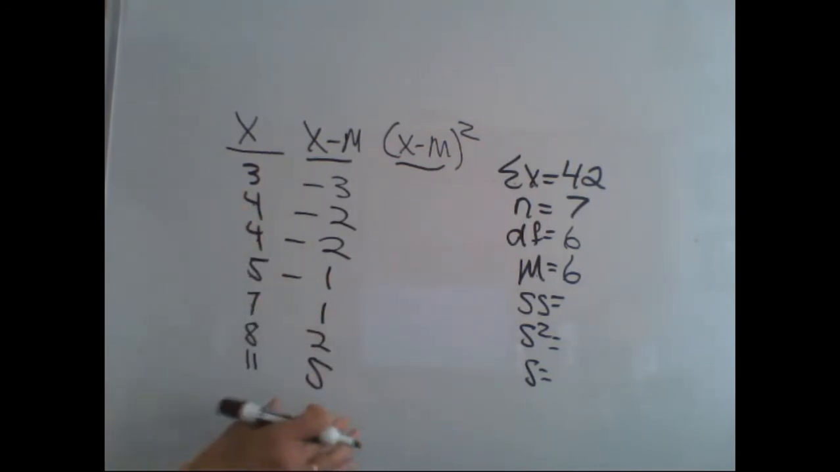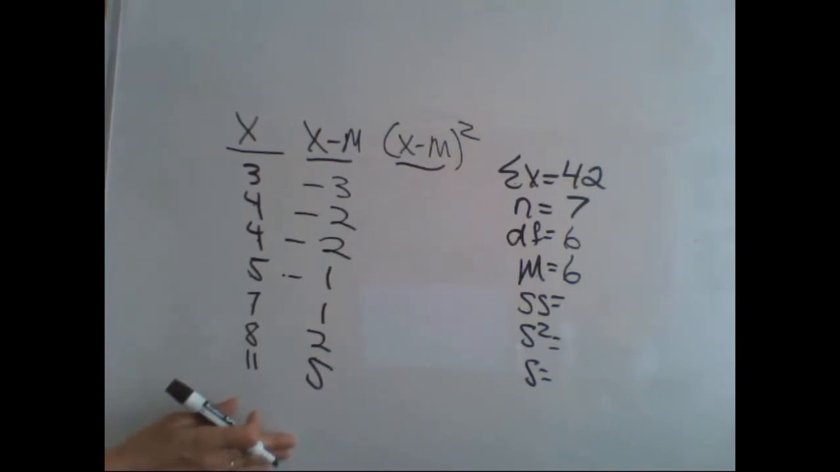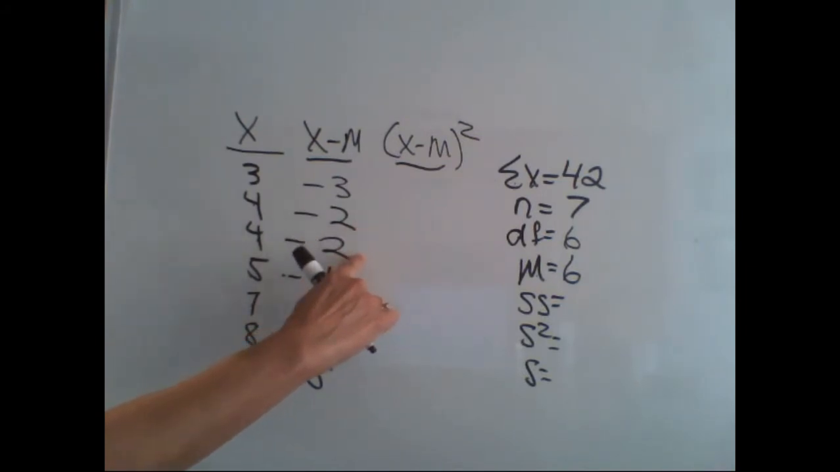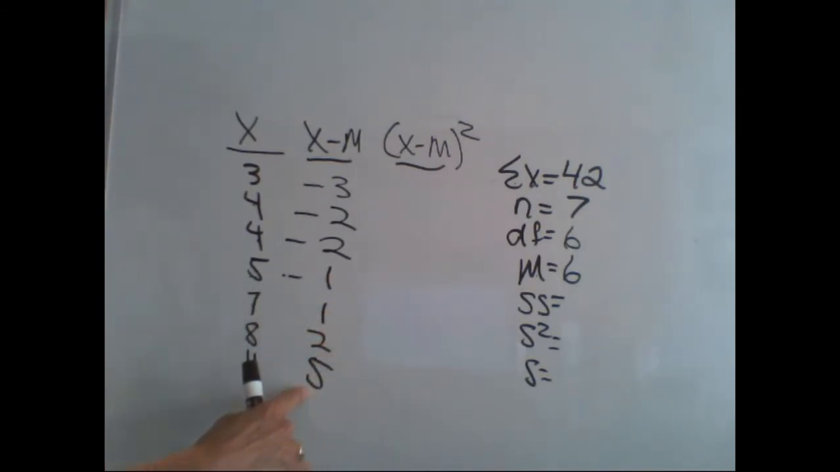Now remember the trick. I always want to add this deviation column up. It should add up to 0. And if I do that, I know that I've done it right. So negative 3 plus negative 2 is negative 5, negative 7, negative 8, plus 1 is negative 7, plus 2 is negative 5, plus 5 is 0. So these all add up to 0. I know I'm good. I've done the right thing. So we're not done yet, though.